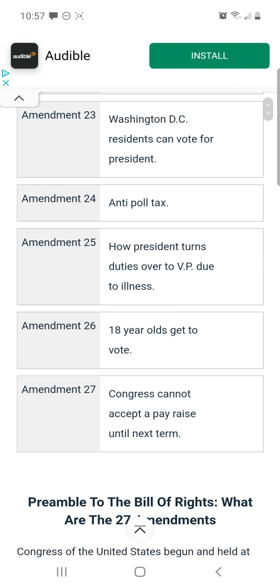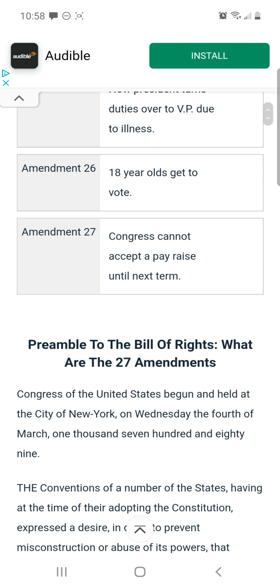24, anti-poll tax. 25, how president turns duties over to vice president due to illness. So if a president gets sick or dies, they give you the rules to what happens next. 26, 18 years old to get to vote. And 27, Congress cannot accept a pay raise until next term.